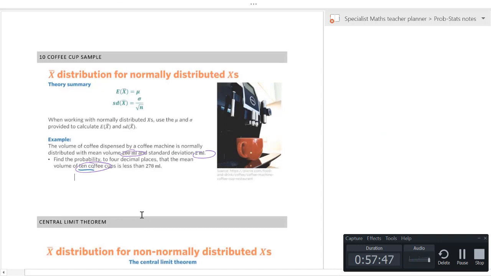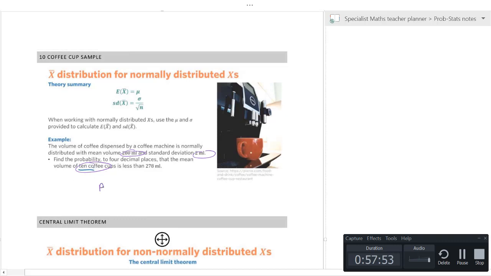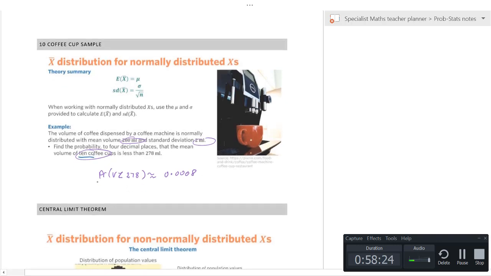0.0007, or round it up to 4 decimal places. So the probability that the volume is less than 278 is approximately 0.0008. So what do you notice about this? You notice that these probabilities are getting less and less and less. It means that we're getting closer and closer because we're increasing the size of our sample.